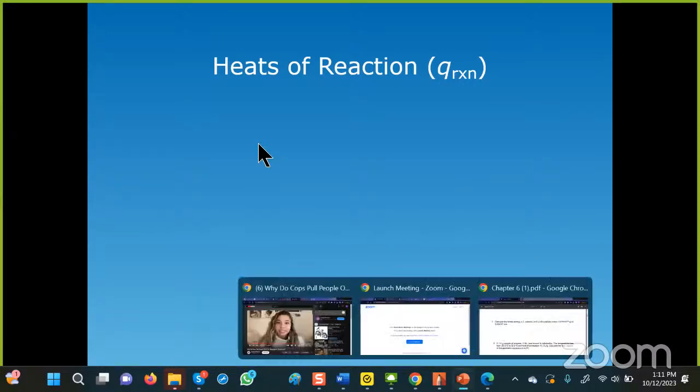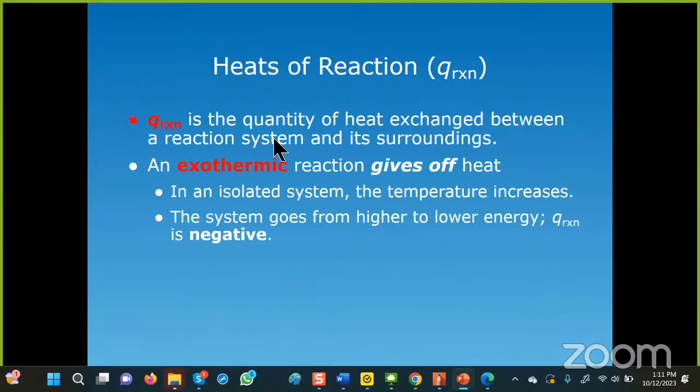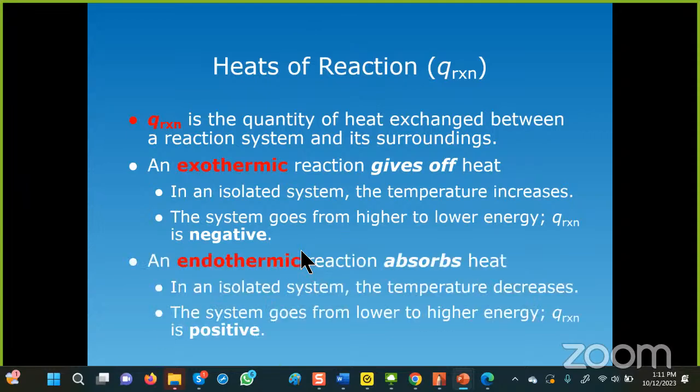Okay, so when we're talking about the heat of reaction, which is symbolized by Q reaction right here, it is the amount of heat that is exchanged between a reaction system and the surroundings. Now, in this regard, there are two types of reaction. The first type is what we call exothermic reaction. And these are reactions that basically produce heat, right? So basically, if it's an isolated system, the temperature would increase because the reaction is generating heat, right?